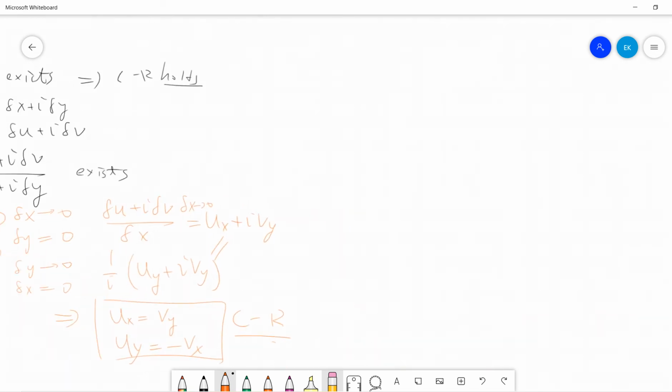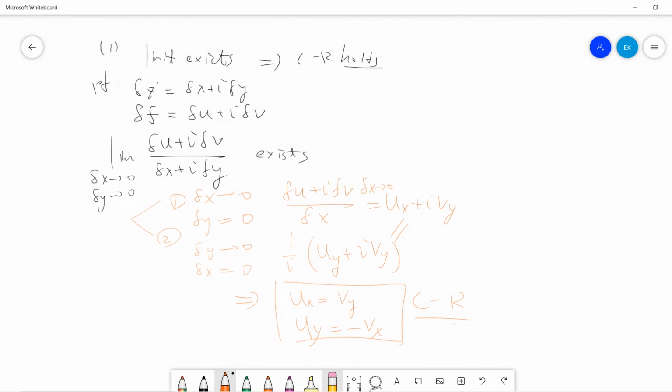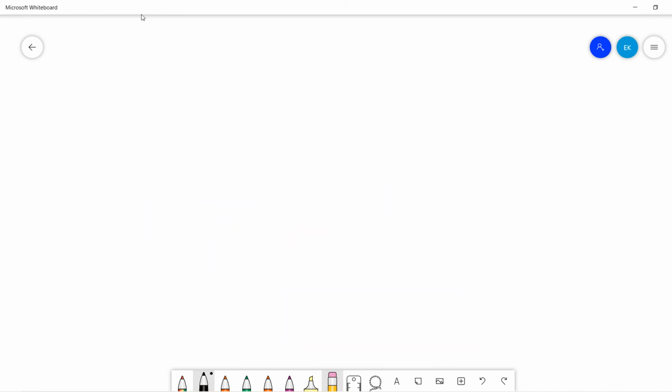The second thing we are going to prove is that if CR holds, then the limit exists. It's like the converse result.